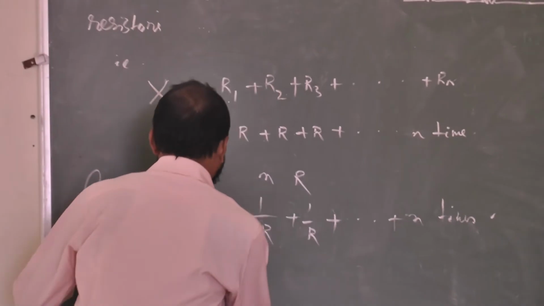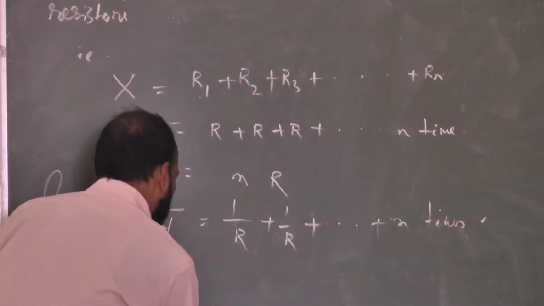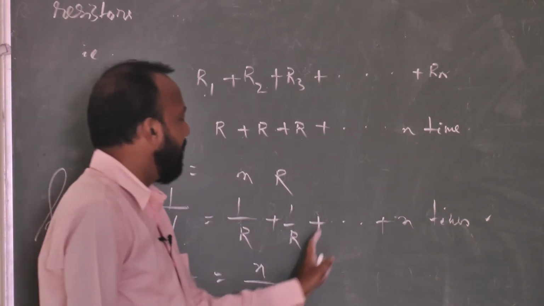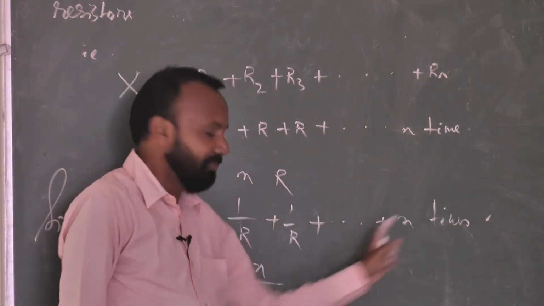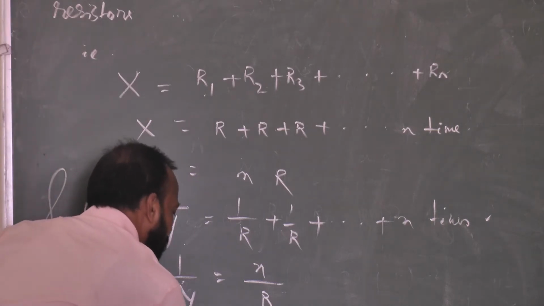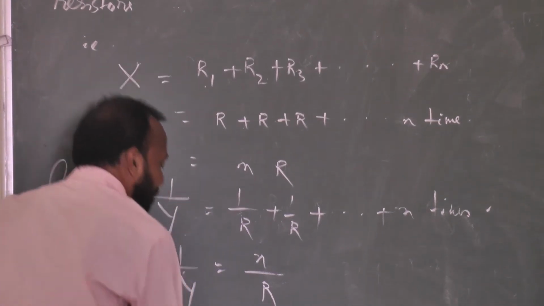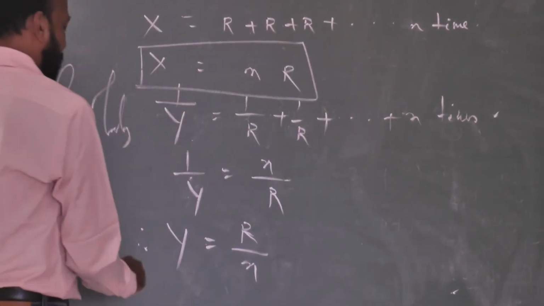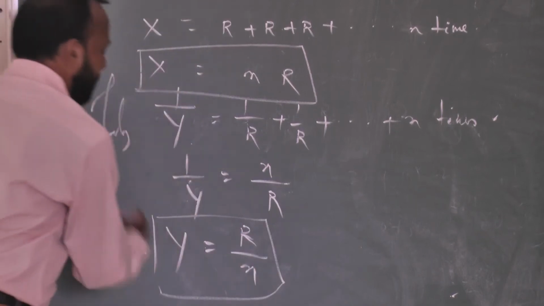Okay. So 1 by y equals, I can write, n by R or not? 1 by R plus 1 by R plus n times. This will be n by R. So y equals how much then? Therefore y equals R by n. So I got x equals nR, y equals R by n.